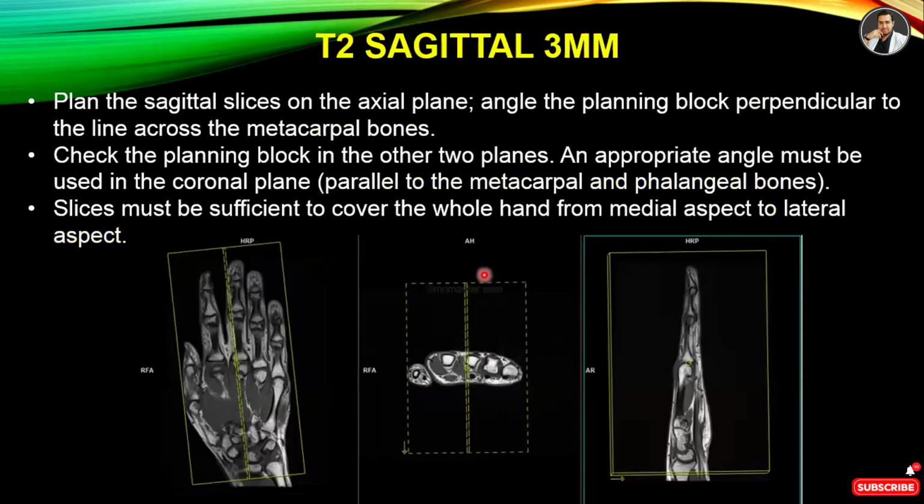How to do the sagittal planning. The sagittal planning is done on the coronal and axial. So, we plan on the axial so that the plan is perpendicular to the metacarpal bones. And we plan on the coronal so that the metacarpal and phalangeal bones are parallel.